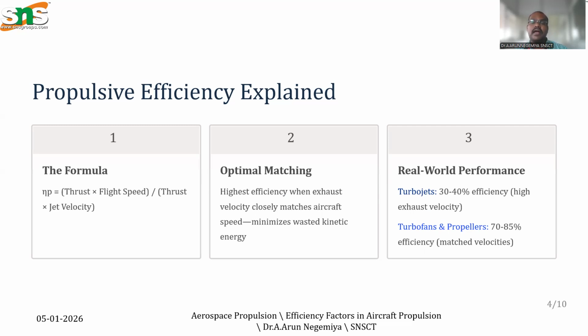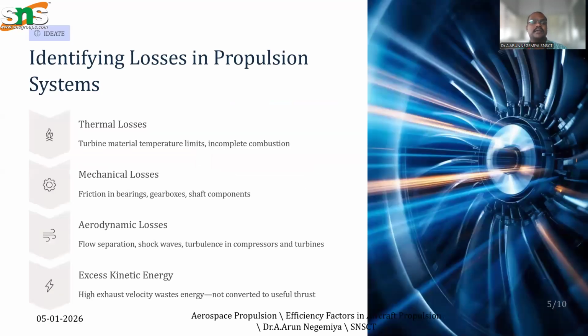Applying this to real-world performance, turbojet engines can achieve 30 to 40 percent efficiency, and turbofan and turboprop engines can achieve 70 to 80 percent efficiency.